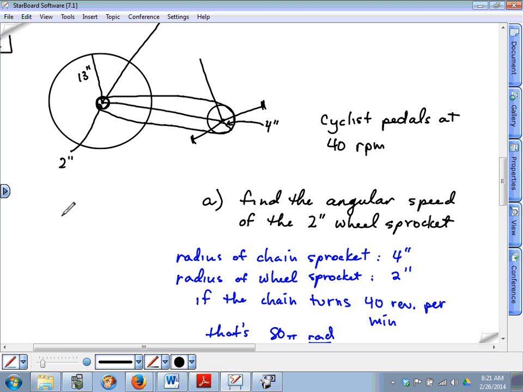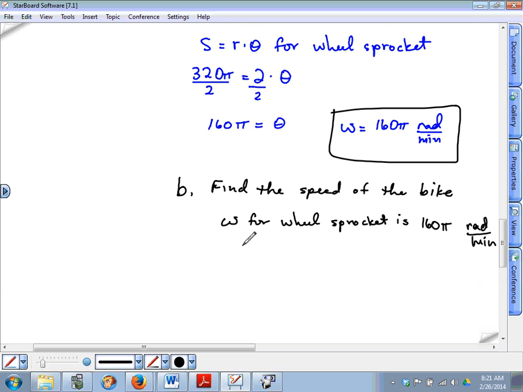Yeah, they're connected. Now this is assuming there's no slipping that's going on, but this wheel is connected to this larger wheel. So whenever this turns, that turns, and it has the same angular speed. This is omega for the bike wheel. Why in the world would we want to know omega for the larger bike wheel?